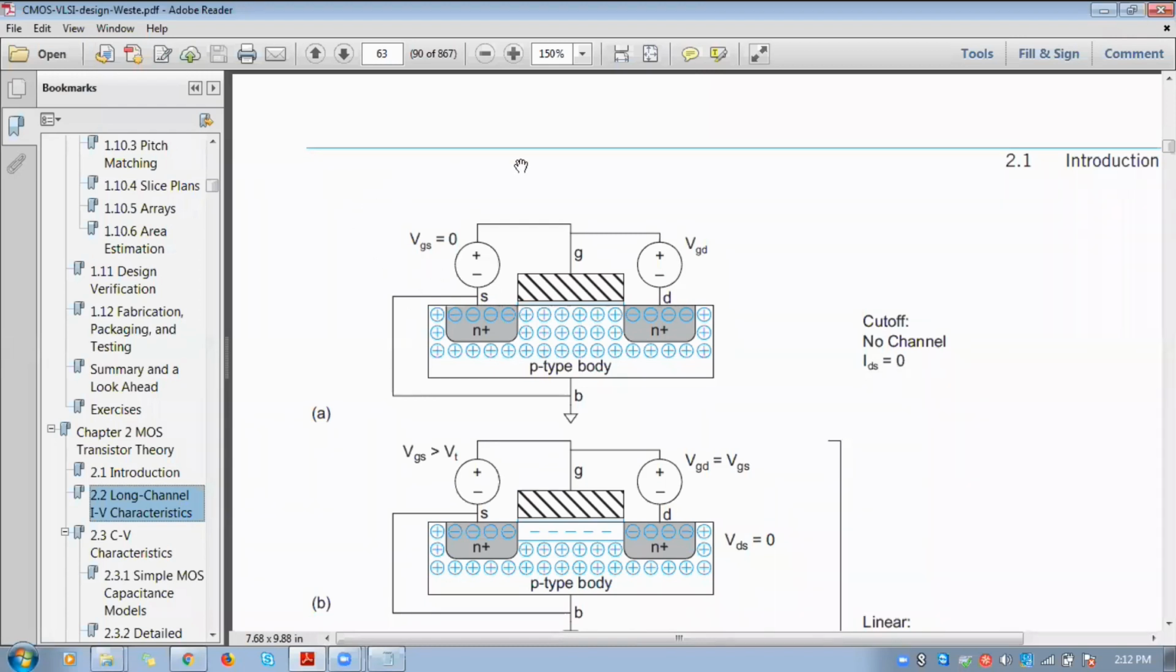In the cutoff region, we are not applying any proper input voltage. So there is no channel formation. That is, no inversion is happening here. So no output current.